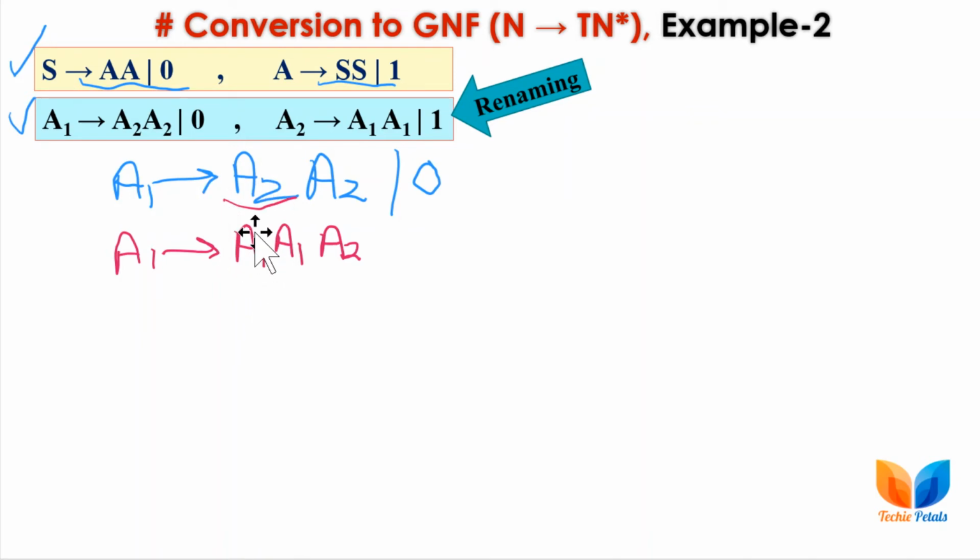So here we have A2 substitution with A1, and the second is this, because we have the second production rule as 1. So we have to substitute all the production rules corresponding to A2. Here is the next grammar: 1 A2, and this 0 is written as it is, because this rule has no substitution. After substitution we get this grammar, and if you check carefully, we are getting left recursion here. Now we have to apply the left recursion rule.